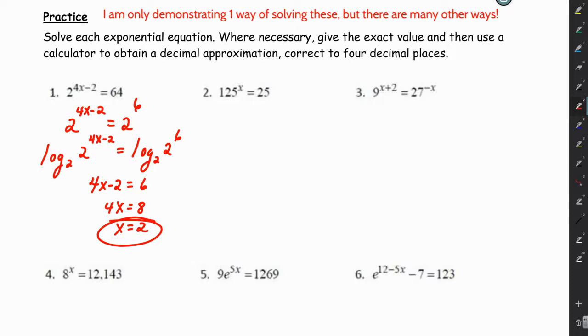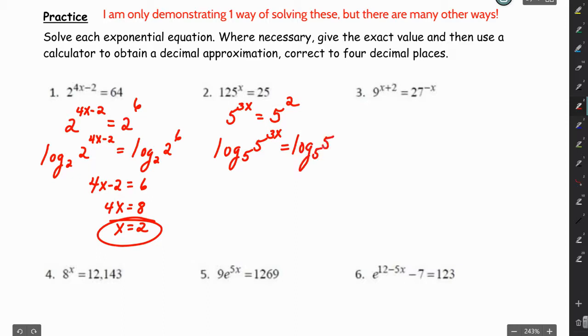All right, the next one I can see right out of the gate that 125 can be rewritten as 5 cubed, and 25 can be rewritten as 5 squared. That helps me a lot. Now I know I can take the log base 5 of both sides. Right? Log base 5 of 5 is 1. I can bring the 3x in front. I can bring the 2 in front.